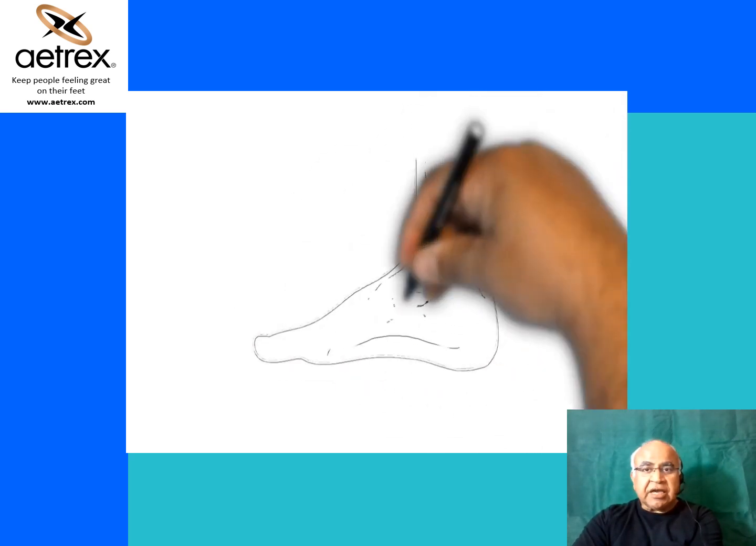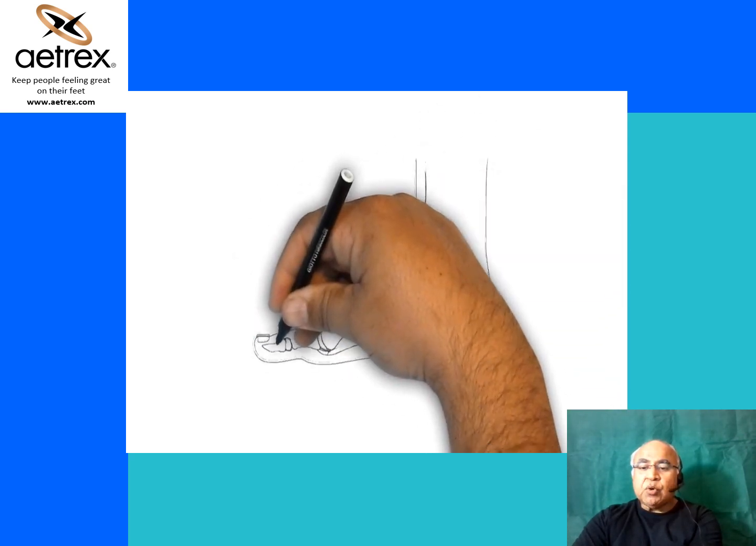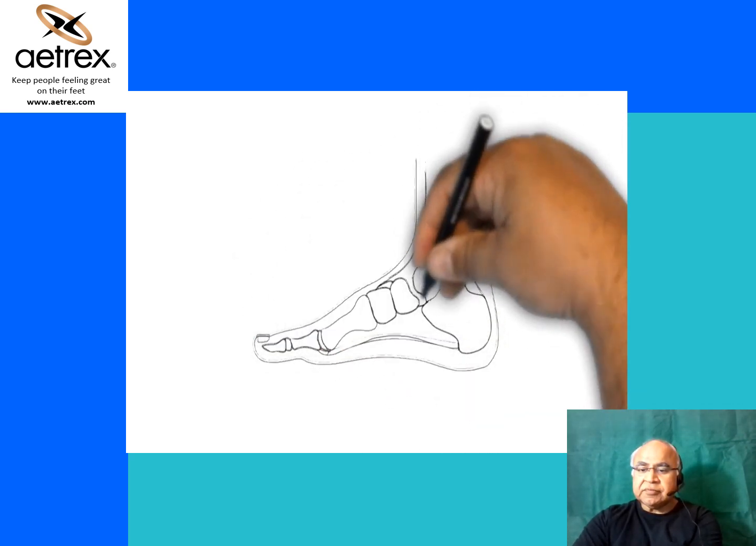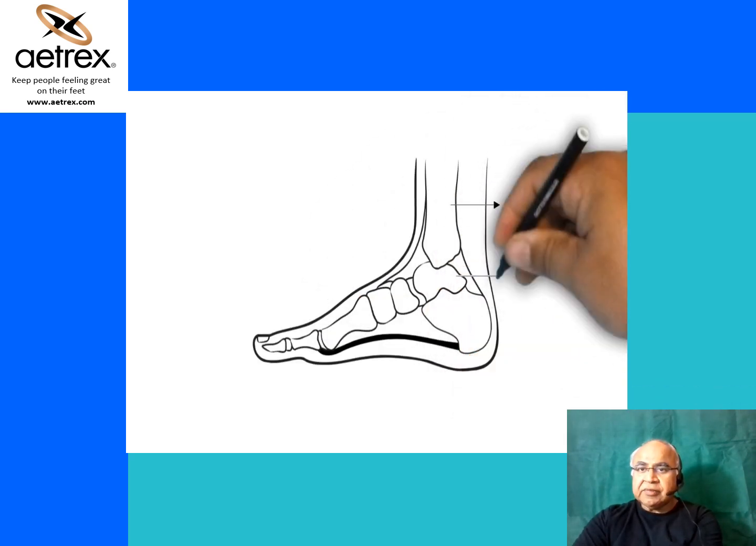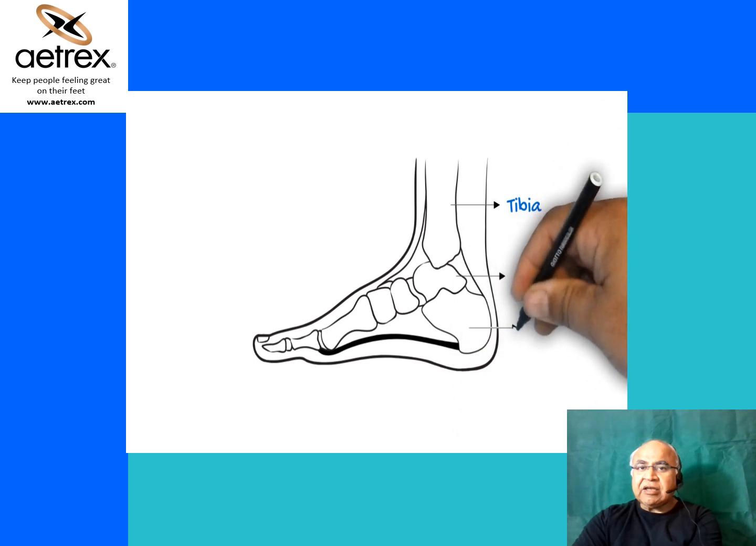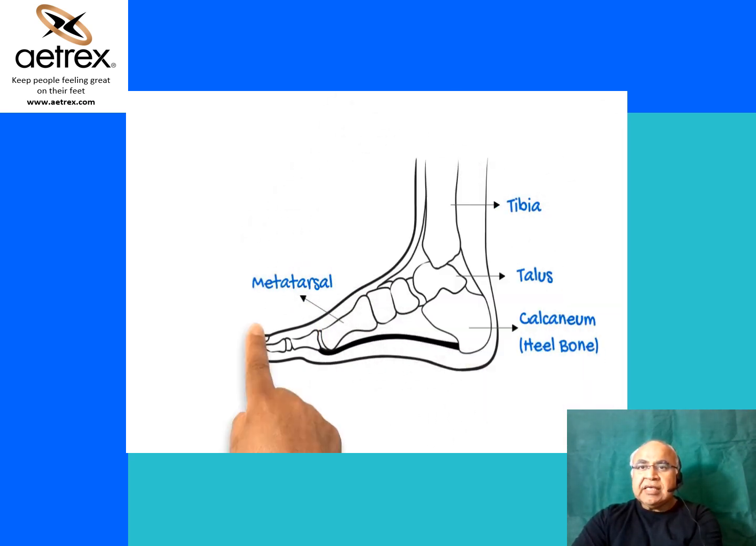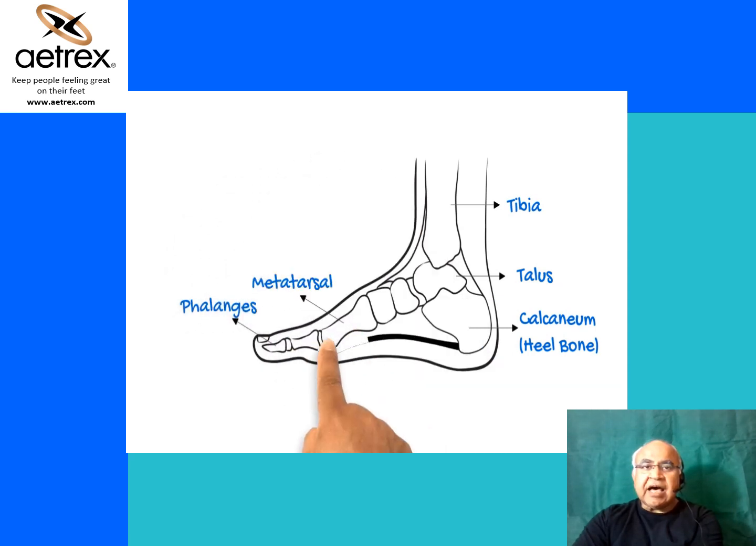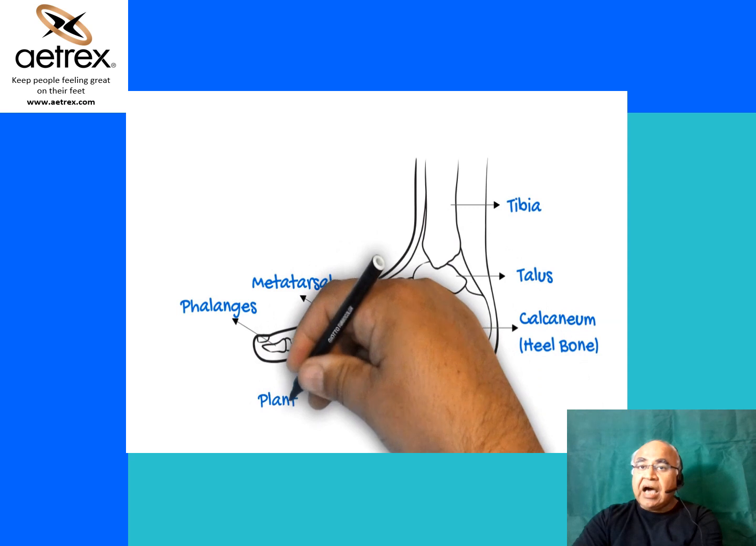We shall do a short review on plantar fasciitis. Each foot is a complex organ having more than 26 bones. The tibia is the largest bone in the lower leg. The talus is in the center of the foot. The calcaneum is the heel bone. The metatarsal and the phalanges are in the front. The bones are arranged to form an arch.